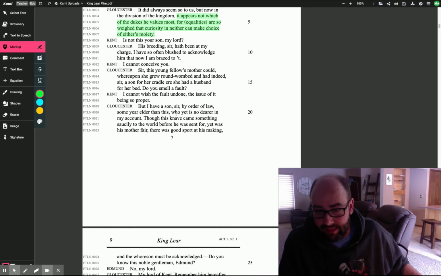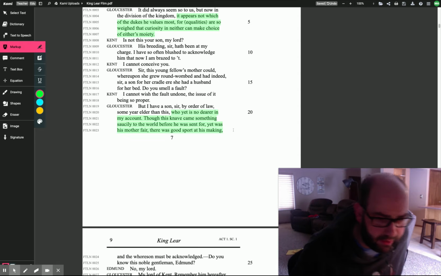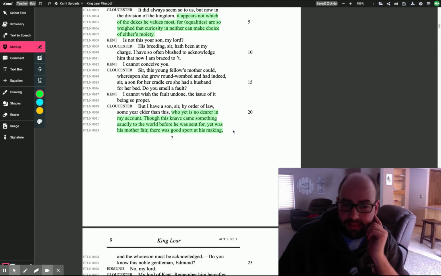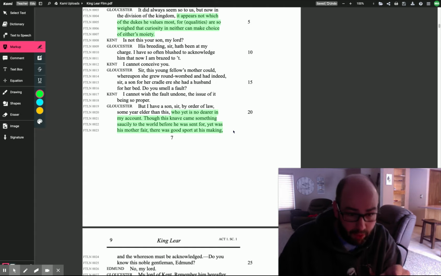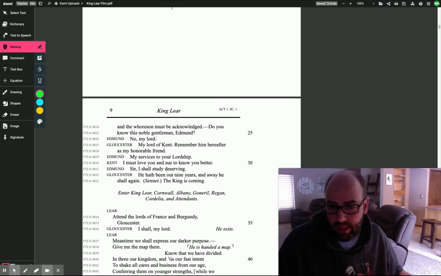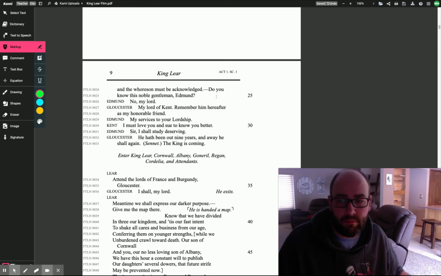So we're going to highlight some stuff. Gloucester's kind of a dirty old man, and he is saying, "I really like Edmund. He's a nice kid. But I really liked his mother, and I had a lot of fun making Edmund." It's gross. And so then he finishes the lines, "And the whoreson must be acknowledged. Do you know this noble gentleman, Edmund?" We're going to highlight this as well in green.